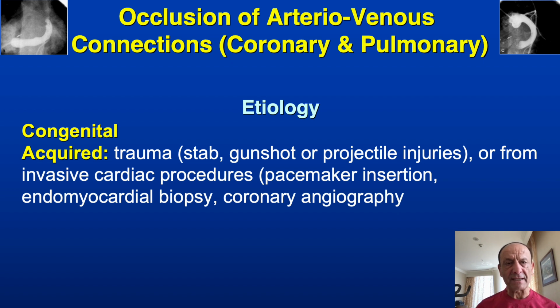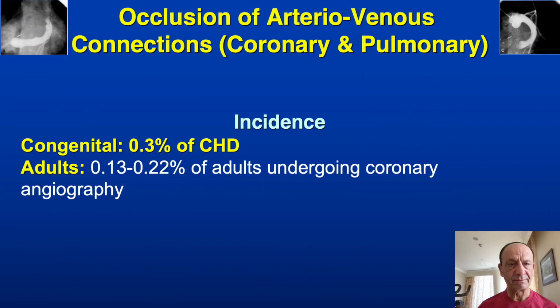The etiology of these connections is, most of the time, congenital, but on rare occasions it is acquired after trauma, a stab wound, a gunshot, or a projectile injury. The incidence of coronary arteriovenous connections is about 0.3% of all forms of congenital heart disease. In adults who undergo coronary angiography, the incidence is 0.13 to 0.22% of all patients. Most of them, of course, are asymptomatic.